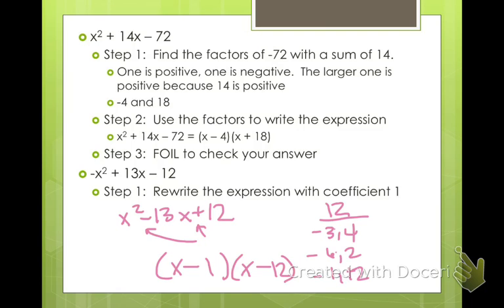So make sure you check your signs, like we said in algebra last year. So there's negative 12, negative 1, that makes negative 13. That's what you want to get. Oh yeah, because we changed signs. There we go. Negative 13.